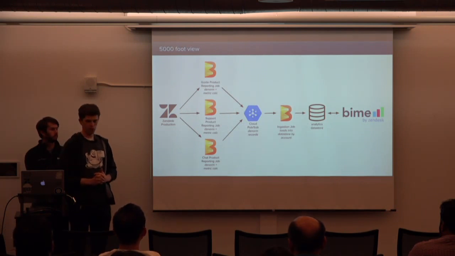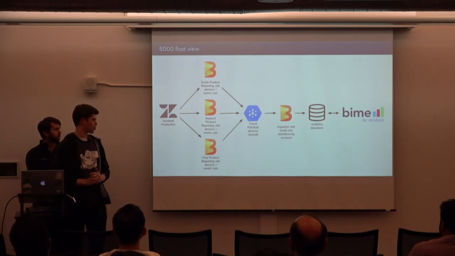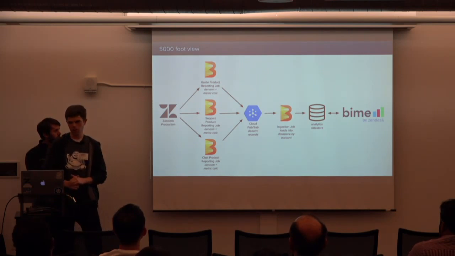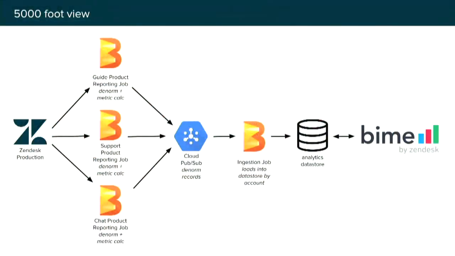Zooming in a little closer, we see that we have one or more Beam jobs for each Zendesk product. What these jobs have in common is that each performs some sort of denormalization or metric calculation, and they all output reporting rows in a common format to a shared PubSub topic. This PubSub topic is consumed by a Beam job we call an ingestion job. The ingestion job takes the reporting rows and inserts them into the correct table for a given account and reporting row type.